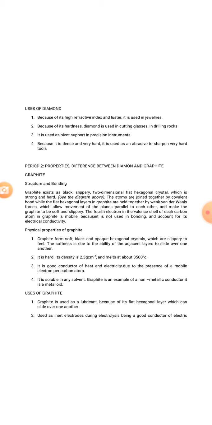Let's go to graphite. Graphite is a black, slippery, two-dimensional flat hexagonal crystal. That's, it has six corners. In the case of diamond, it has eight corners. We say diamond is octahedral, but graphite is hexagonal. It has six corners. Now graphite is arranged in layers.